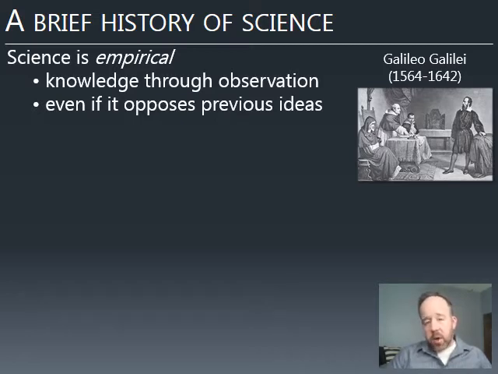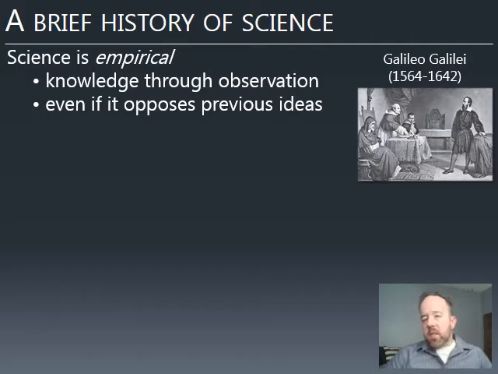And here we've got a picture of Galileo, who was famous for observing the stars and planets, and he had a theory that the Earth revolved around the sun, and his observations fit with that idea.